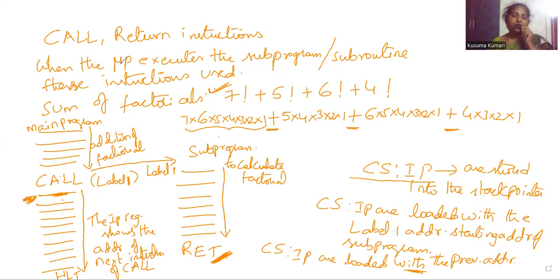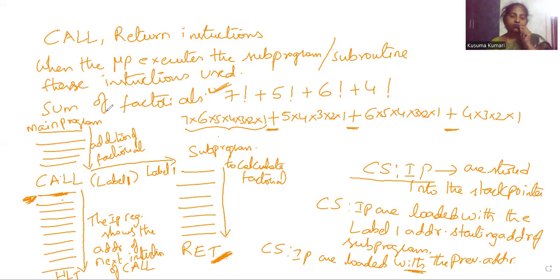Once again, call and return instructions are used when the microprocessor executes a subprogram or subroutine. What is meant by a subprogram or subroutine? That means it is a secondary program.